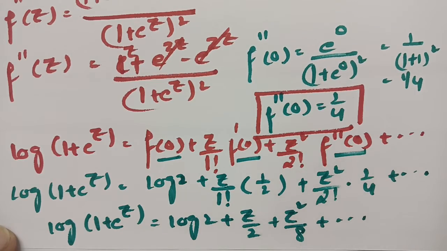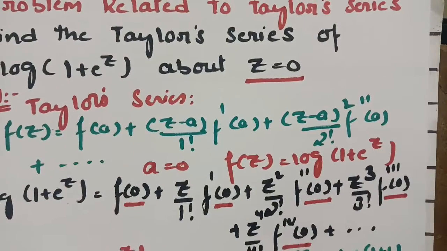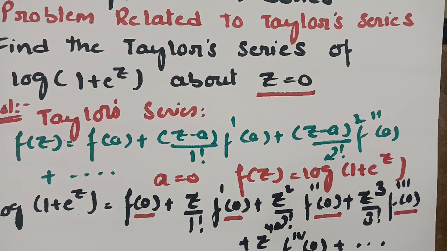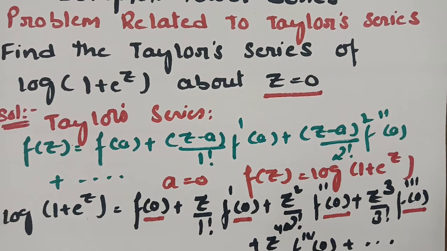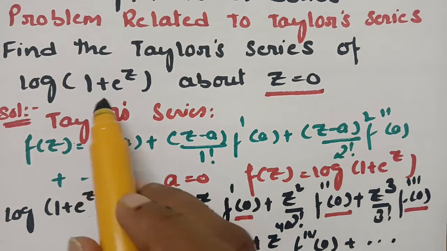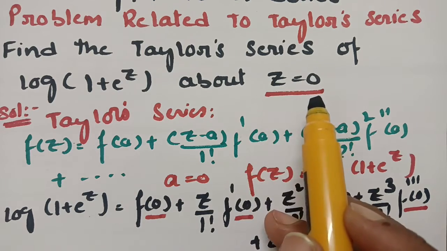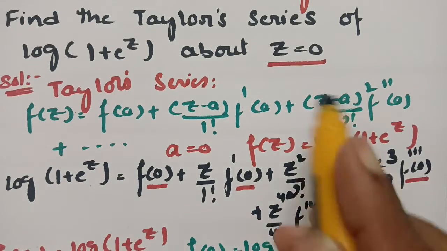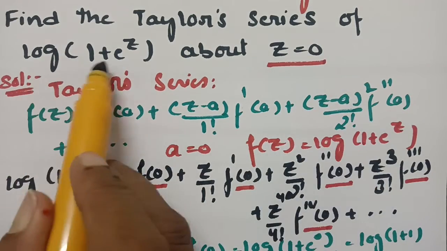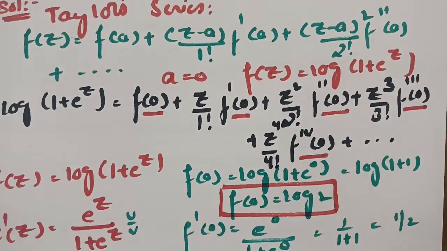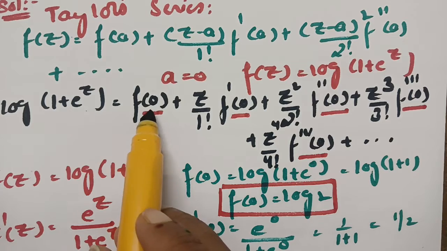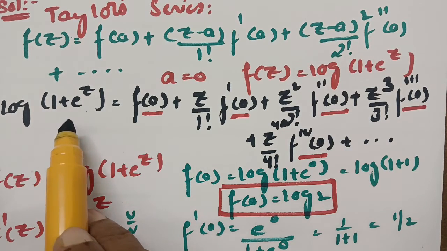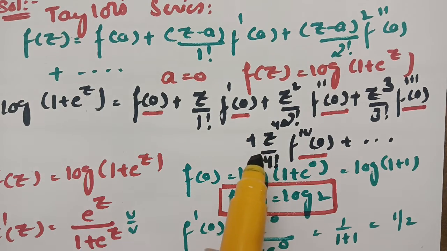So this is how we have to explain, and let me explain you once again. So this is the question. We have to find out the Taylor series of log of 1 plus e power z about z is equal to 0. So according to our Taylor series, we have the formula ready here, and in this we have to keep a as 0 and f of z as log of 1 plus e power z. After keeping that, this will be the expansion.